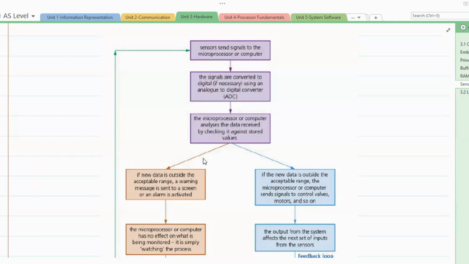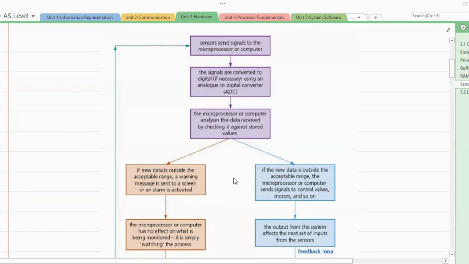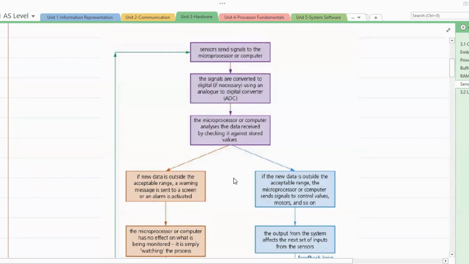If the system simply displays the information for a person to read, for example, a speedometer showing the speed of a car, then the system is only monitoring. It's not taking any action. And in case the system actually automatically takes some action, for example, an air conditioner turning itself on or off depending upon room temperature, then that means it's a controlling system. It's controlling something, right?